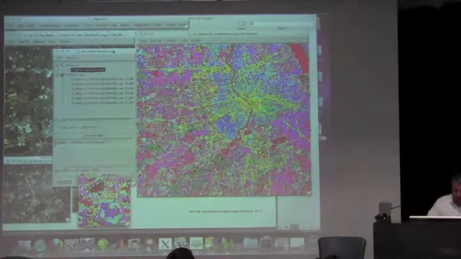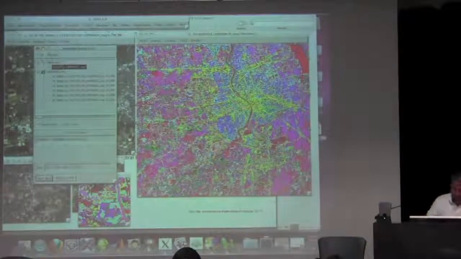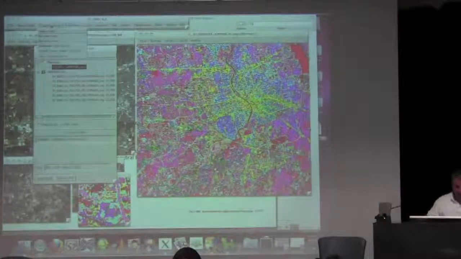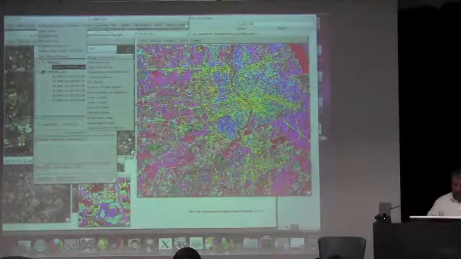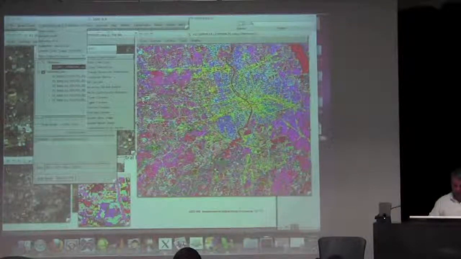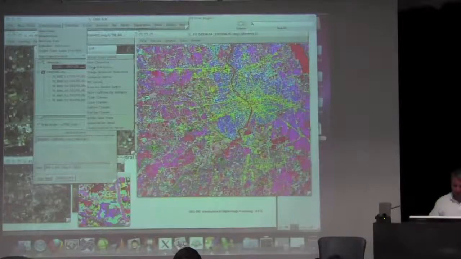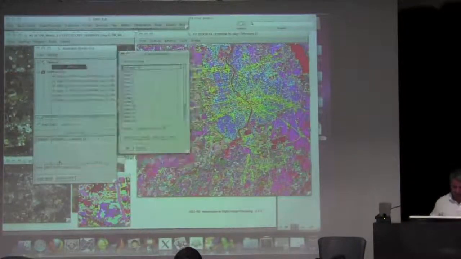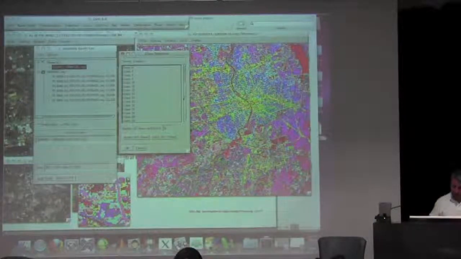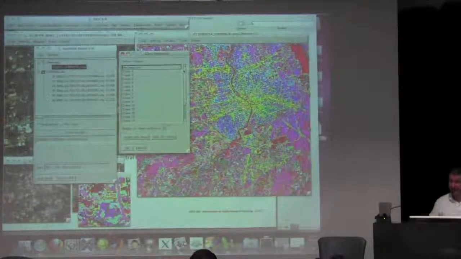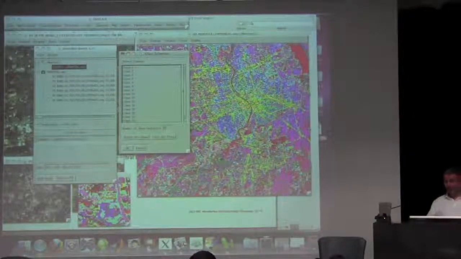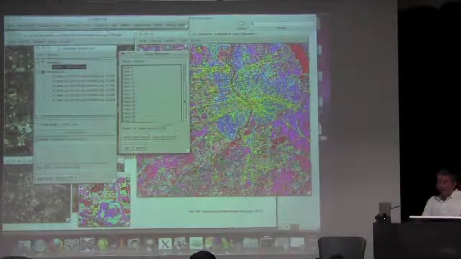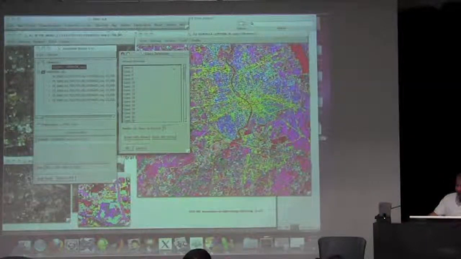Now, I don't know how to find out how many it picked. Let's see. That's not right. It did find 20. Right, so that's what we said the max was. So we could have gotten more. If we said 25, it probably would have found more than 20.